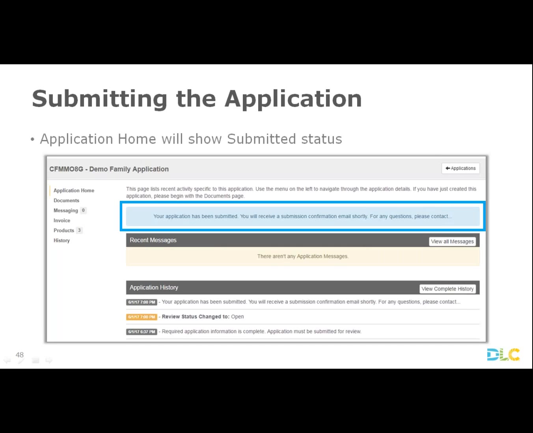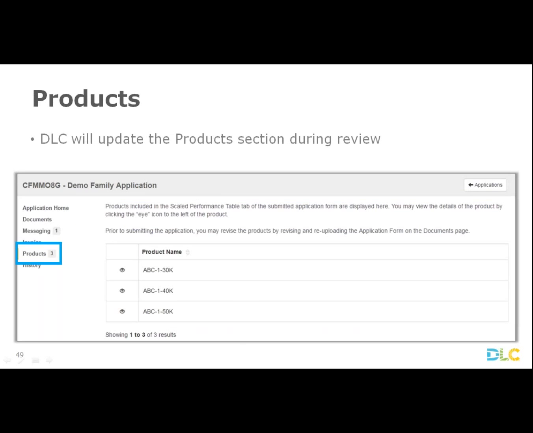Once you do so, the status of your application will change to open, and the message will appear right there at the top: the application has been submitted. You'll receive a submission email, and that application will be submitted. So let's take a look at the Products tab of our application page.